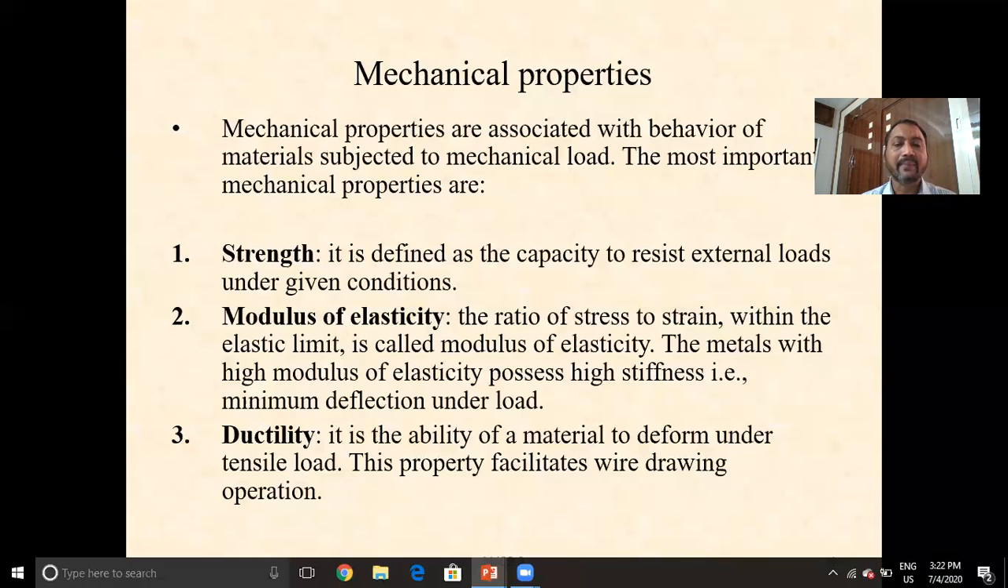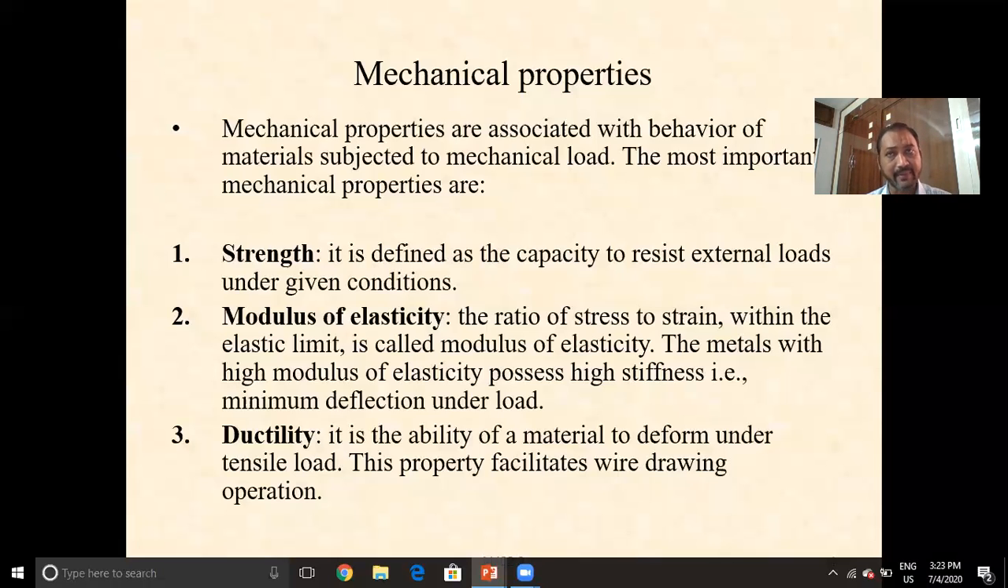And if the material has good strength, then the modulus of elasticity value will be higher as compared to the weaker materials. And if the modulus of elasticity value is more, then automatically the stiffness value is also more. Stiffness is nothing but the measure of deflection under load. If the material is strong, having more strength, then if you apply a load, it will not deflect much. The deflection will be minimum.